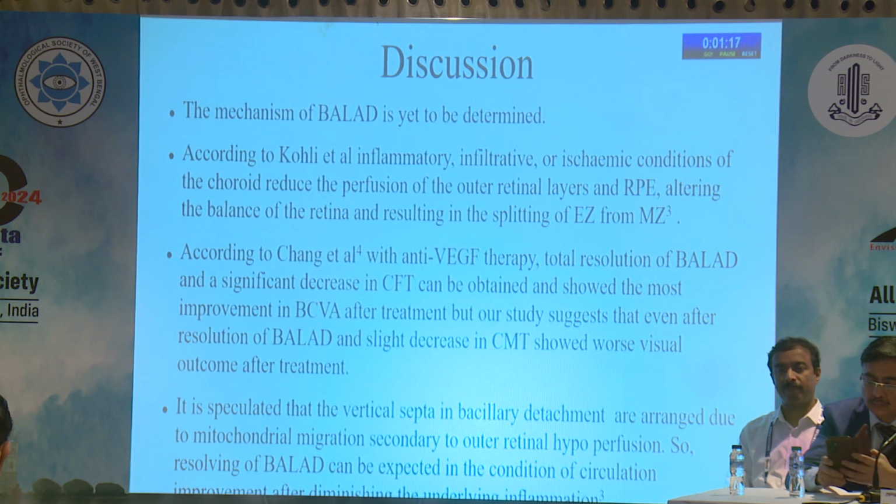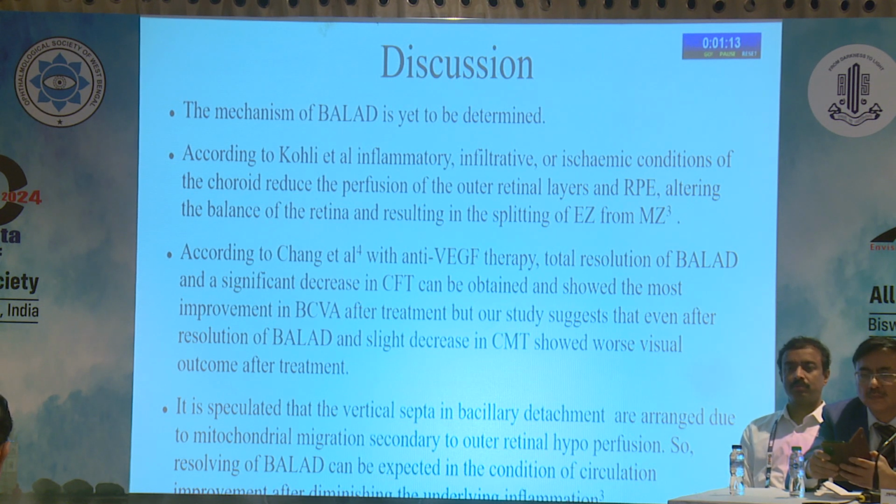The mechanism is yet to be determined. According to Kohli et al., inflammatory, infiltrative, or ischemic conditions of choroid reduce the perfusion of the outer retinal layers and RPE, altering the balance in the retina, resulting in splitting of ellipsoid zone and the myoid zone. So according to Chang et al., with anti-VEGF therapy, total resolution of BLD and a significant decrease in CFT can be obtained and showed the most improvement in BCVA.